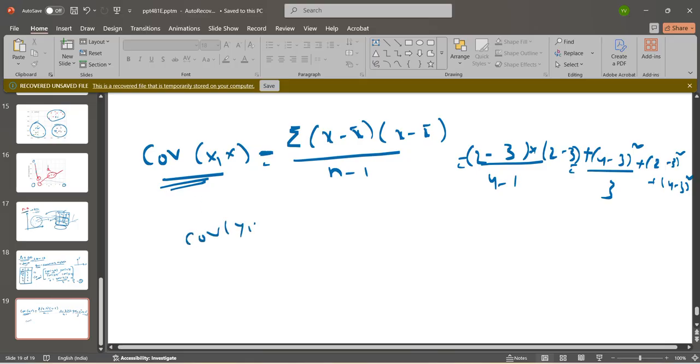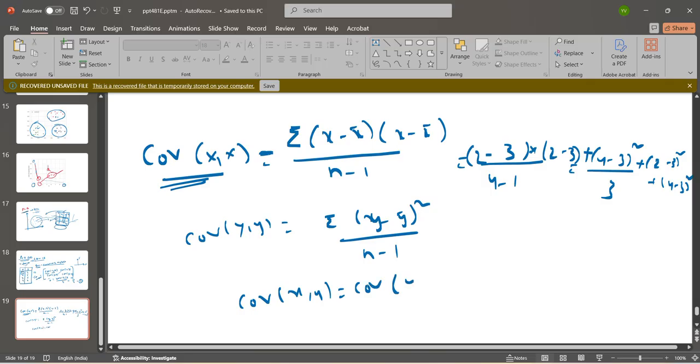Similarly, the covariance of y comma y is also the same: summation of (y minus y bar) whole square divided by n minus 1. And the covariance of x comma y is equal to the covariance of y comma x. This formulation is a little bit different: (x minus x bar) into (y minus y bar) divided by n minus 1. Earlier, both parameters were the same, which is why the square came. Now we will have xy. That is why the relation is like this.